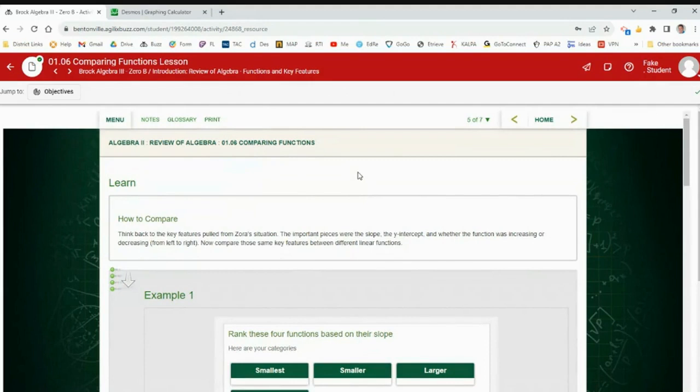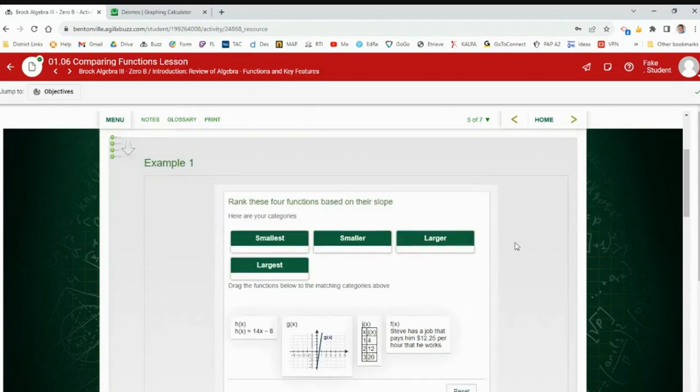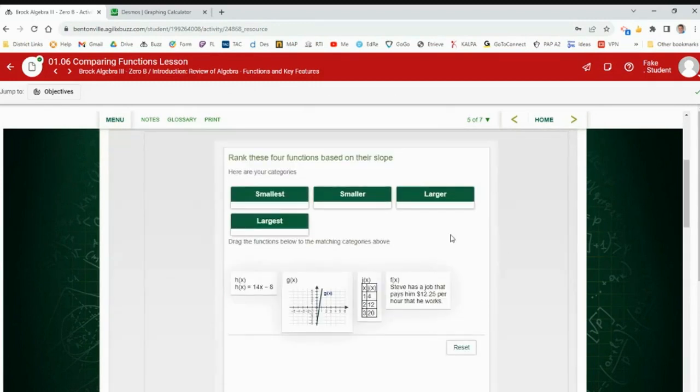Well, this function and this function both have a positive slope of 2, whereas this function and this function both have a negative slope of 5, or whatever the situation may be. So when you compare these, based on their slope, looking at these 4, which of these have the smallest slope?